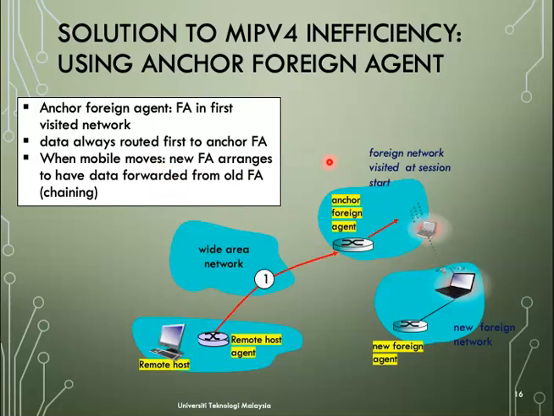Okay, so we see an example here. Suppose that data is currently being forwarded to the mobile host, where the mobile host was located when the session first started. So this is the first network that this mobile host visited, when the session started. And this is the remote host, and this is the remote host agent. So the foreign agent in the foreign network will be identified. It means the foreign agent in the first network that this mobile host visited. This will be regarded as the anchor foreign agent.